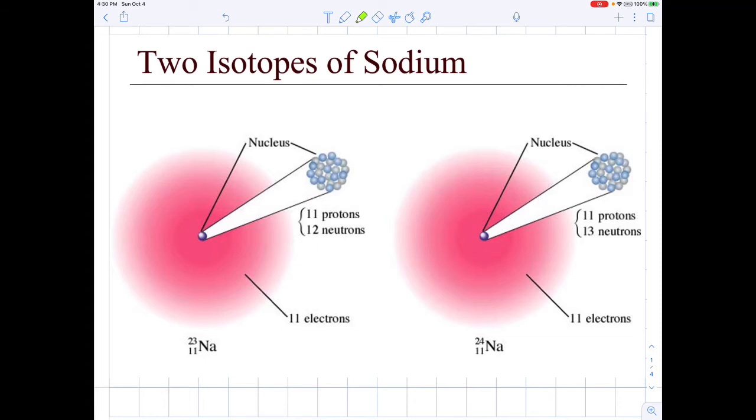Now let's see if we understand what we just talked about. Here we have 2 different isotopes of sodium. The nucleus of the atom is at the center, and then it's been magnified so you can see the nucleus here.